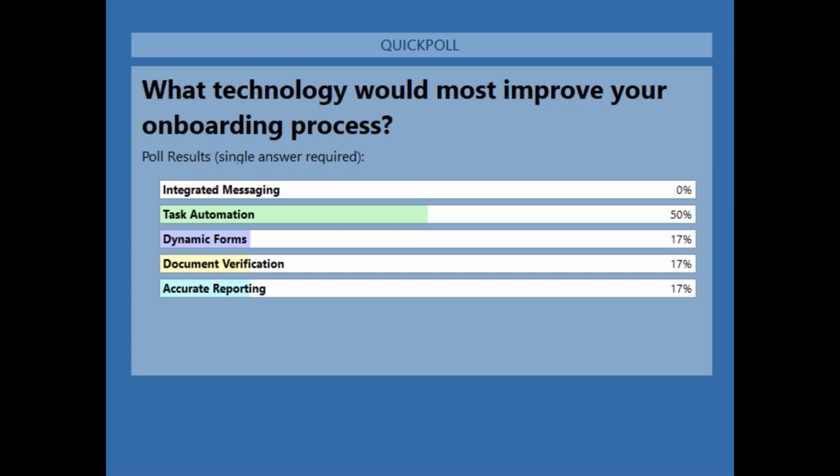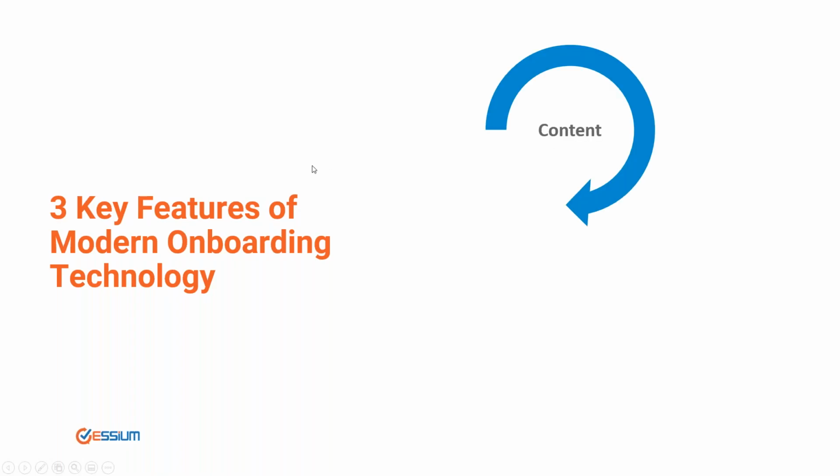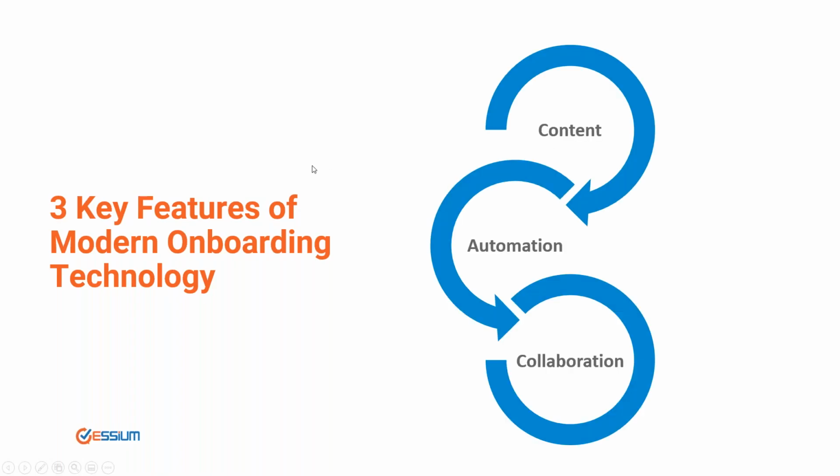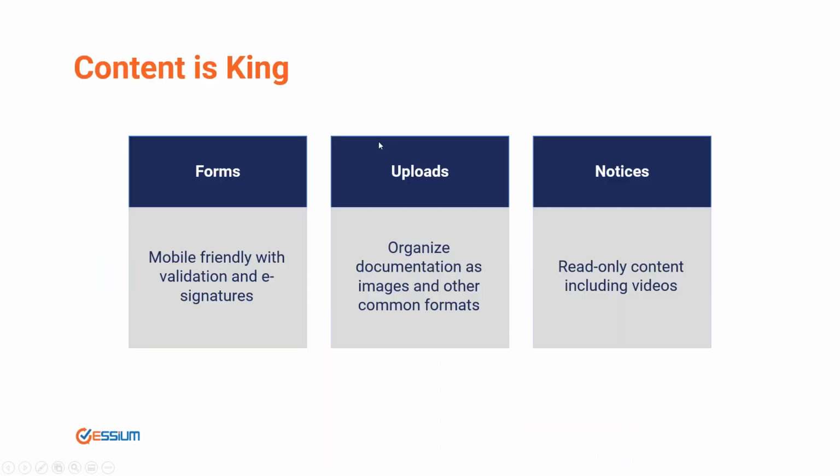So it looks like the number 1 technology is task automation, followed by dynamic forms, document verification, and accurate reporting. Well, that's perfect, because going into one of my 3 areas, automation is definitely one of those key areas. And I have a couple other ones. The first one being content, and you did talk about dynamic forms being one of them.